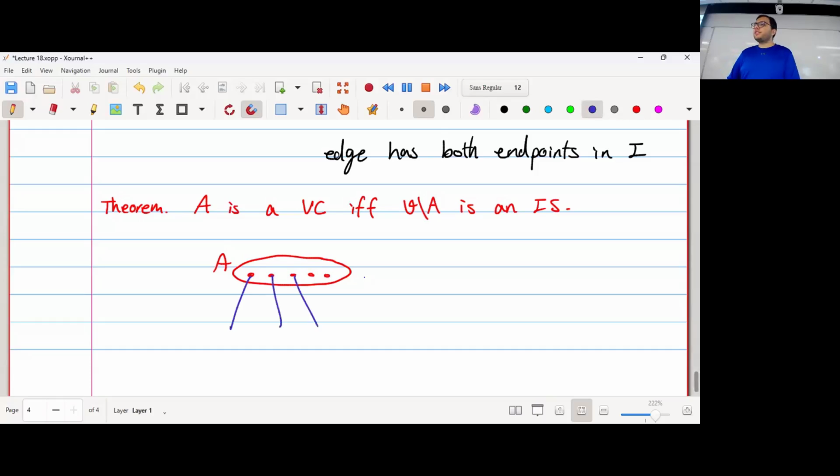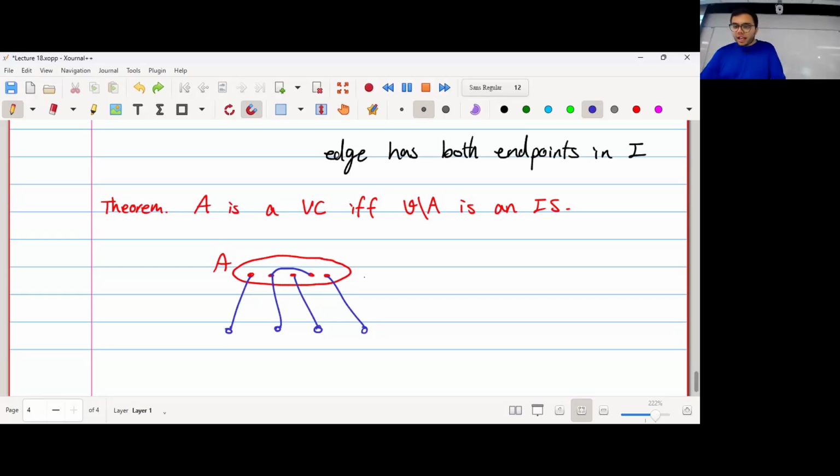So I can have edges that start in A and go out. I can have edges that have both of their endpoints in A. But if you look at the vertices that are outside of A, there is no edge between them. Because if I have an edge here, then A is no longer a vertex cover. Okay. So if I have a vertex cover, its complement is of course an independent set. But I can just reverse the same argument.